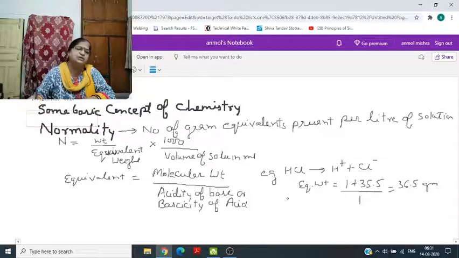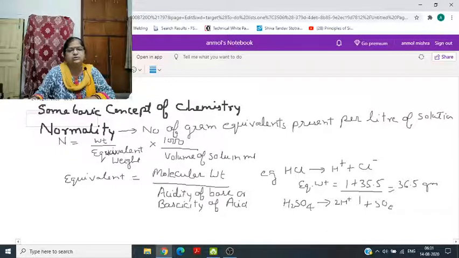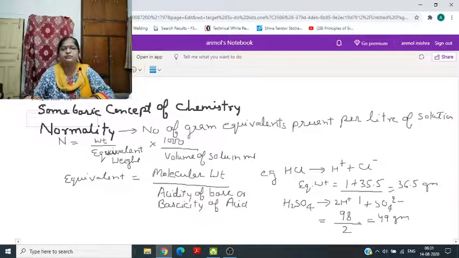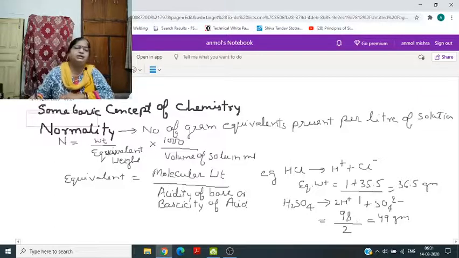But in the case of H2SO4, here we have 2 ions of hydrogen. So when we calculate the total weight of H2SO4, it comes out 98 divided by 2. So that is equal to 49 grams. So the molecular mass of H2SO4 is 98 and the equivalent weight of H2SO4 is 49.